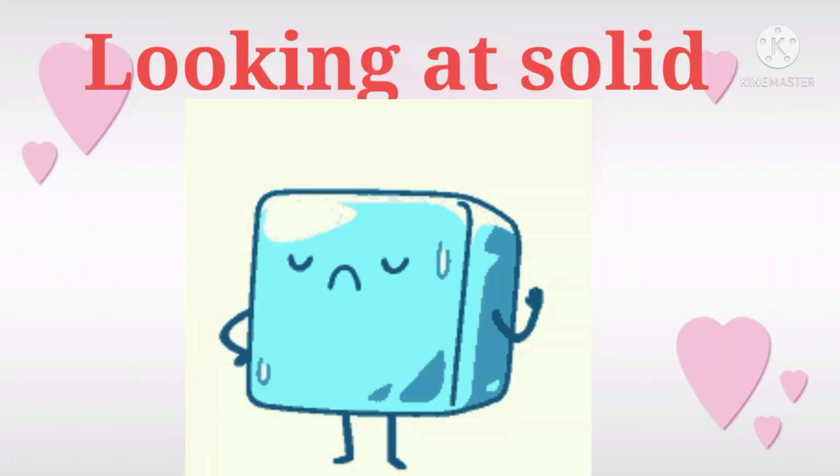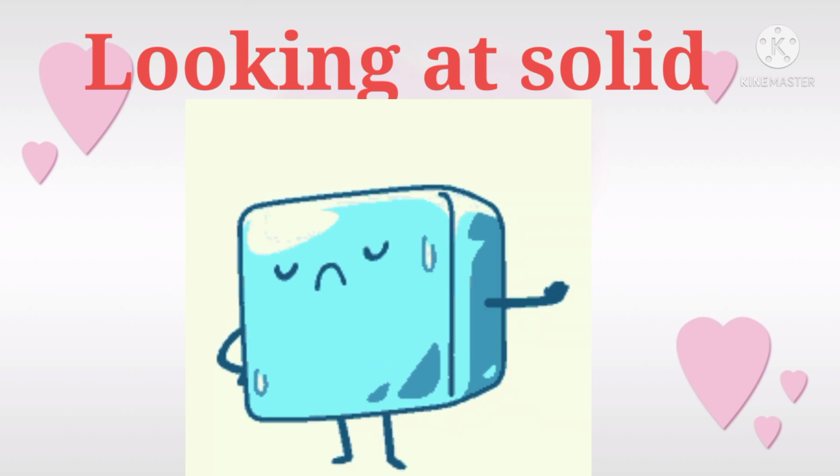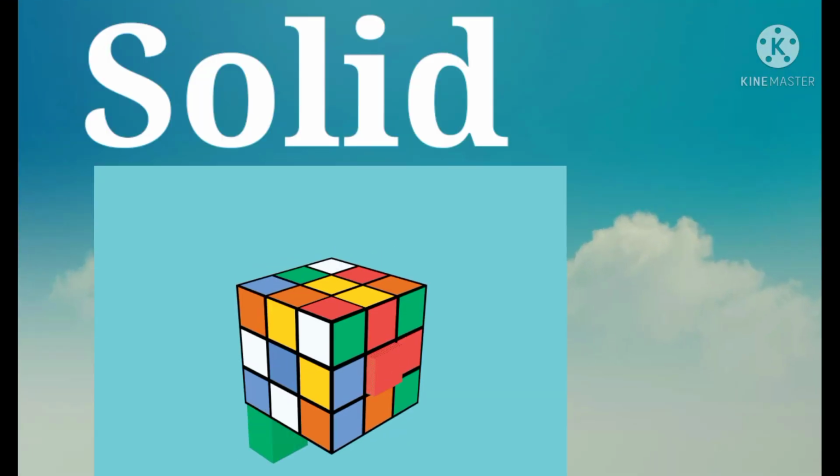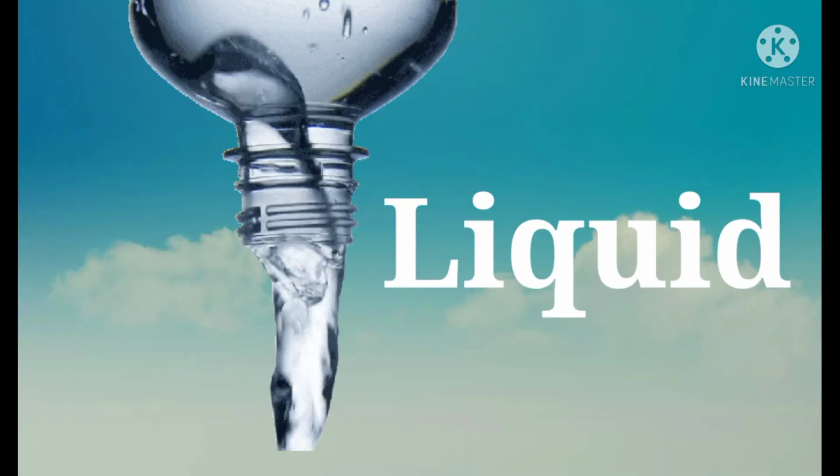Do you know that all things in the earth are made up of matter? The state of matter tells you whether a material is solid, liquid, or gas. In our previous class, we said matter is anything that has mass and takes up space.